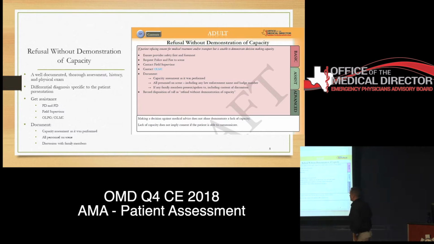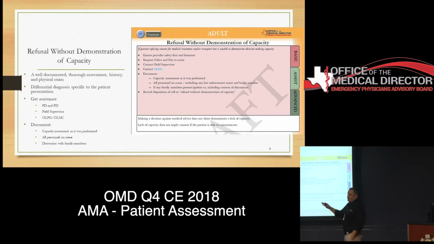How we document this: a capacity assessment as it was performed, or attempted. So you put in your documentation how you attempted to demonstrate capacity or establish capacity, explain the risk, and whatever the result of that was. In this case it was limping back out onto the field.